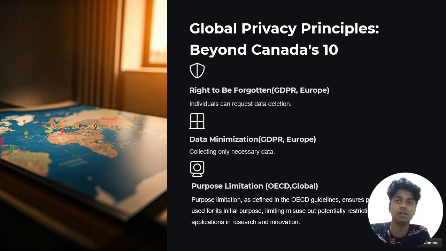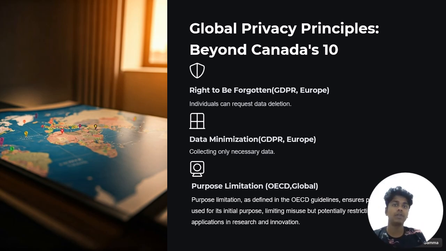This principle is beneficial for reducing privacy risks by limiting data exposure and encouraging organizations to carefully assess data needs before collection. But the challenge with data minimization is that organizations may struggle to anticipate future data needs. This may restrict flexibility in data processing or require costly recollection efforts if further data becomes necessary for legitimate uses.